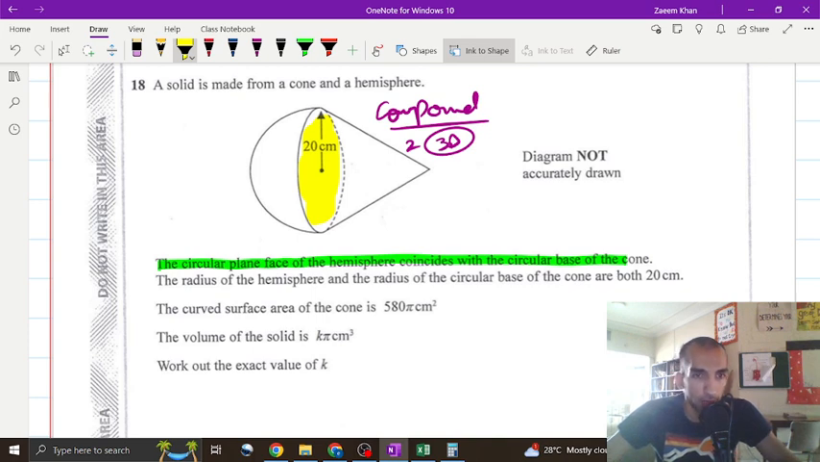Done. The second part, the radius of the hemisphere and the radius of the circular base of the cone are both 20. That's already mentioned for you up here. The curved surface area of the cone is 580 pi. How does this help us?